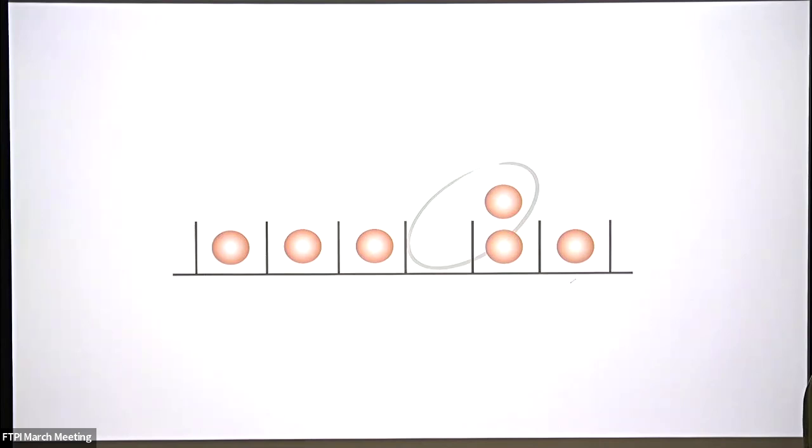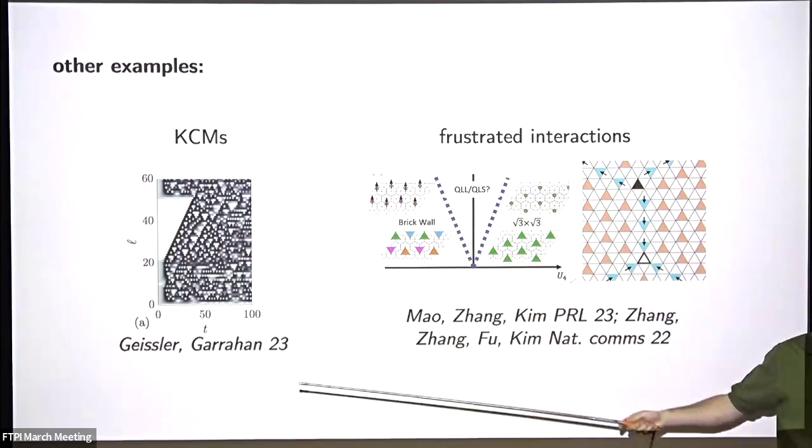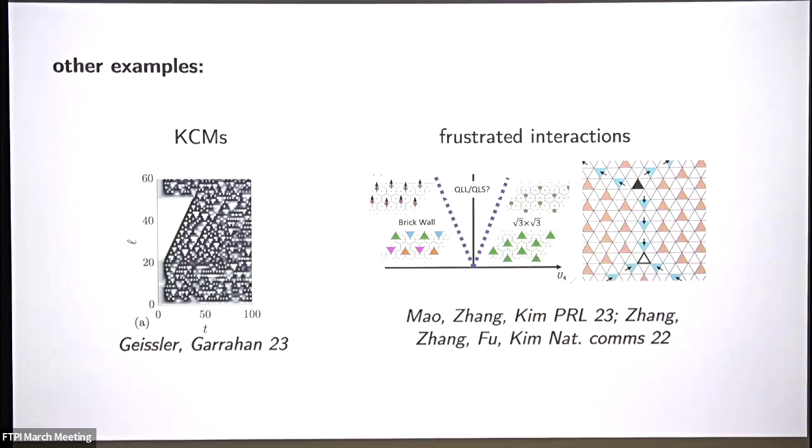Now, some other examples of constrained models, which I'm not going to talk about, but which people may be familiar with, would include kinetically constrained models, which people think about in stat mech when analyzing glasses. And also, maybe closer to our interests here, you could consider systems where strong interactions lead to geometrical frustration and frustrate the ability of particles to move around. But I'm not going to talk about either of those examples.